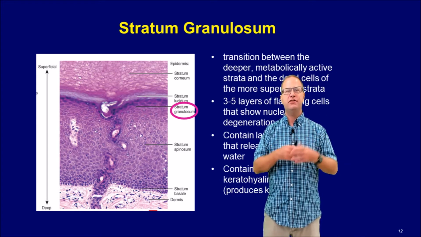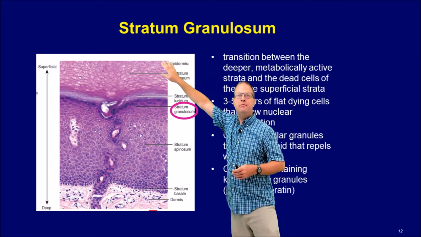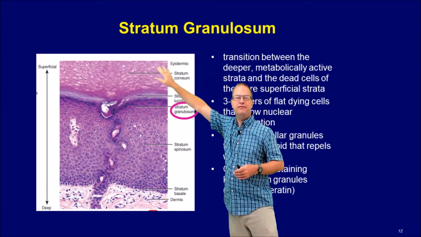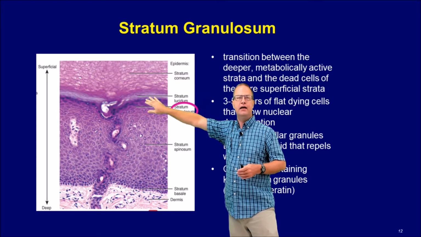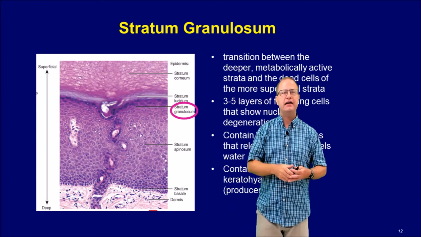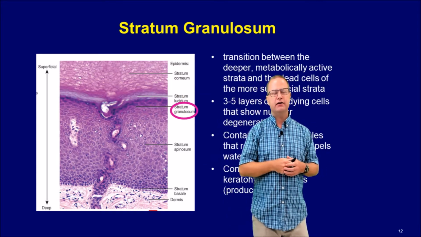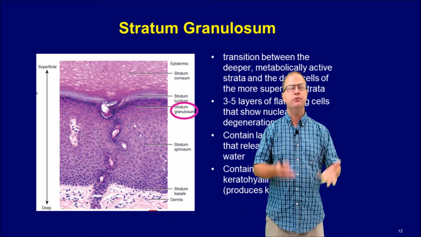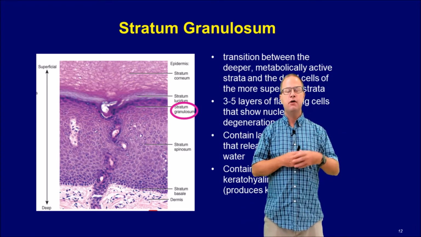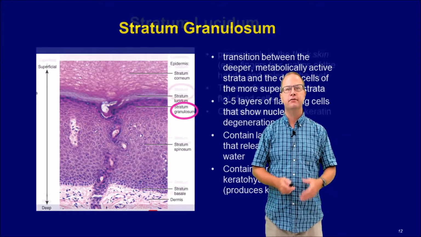And the reason we want them to die is they're going to form an impenetrable layer up here that cannot be infected and is very waterproof. So these cells are being programmed to die so that they can go and protect our bodies. And so that's what's going on in the stratum granulosum. As these cells are programmed to die, they're also beginning to accumulate keratohyalin granules, which make them even more waterproof.